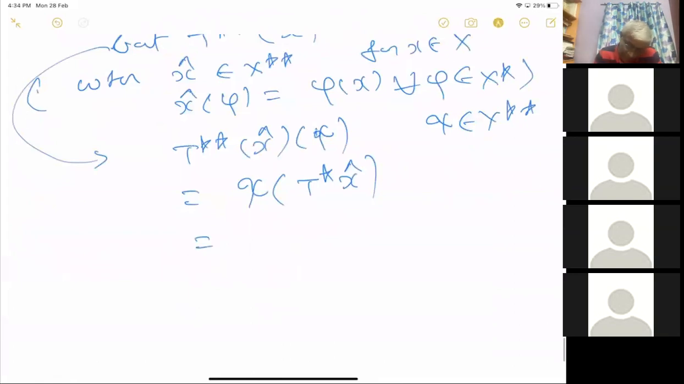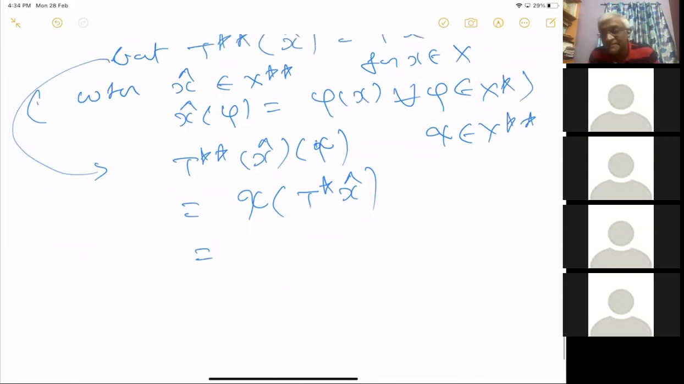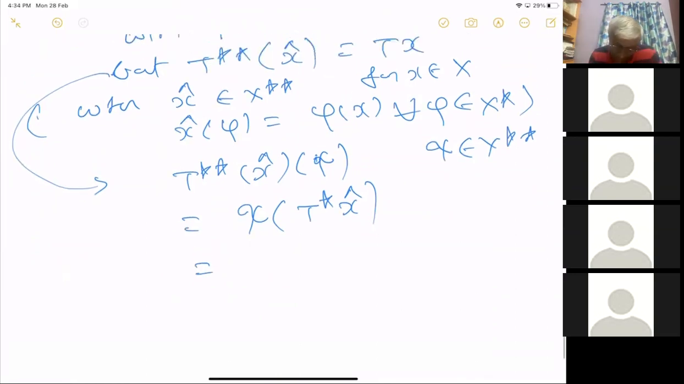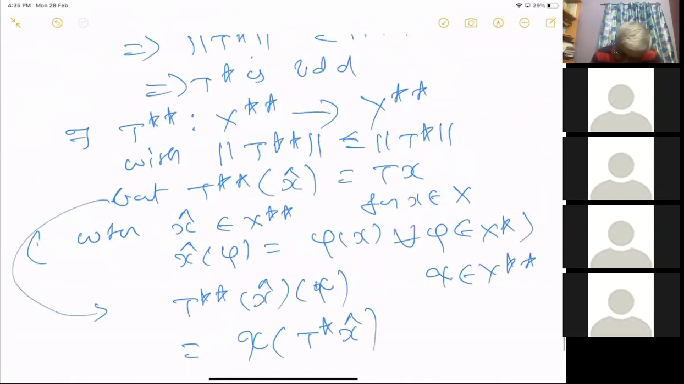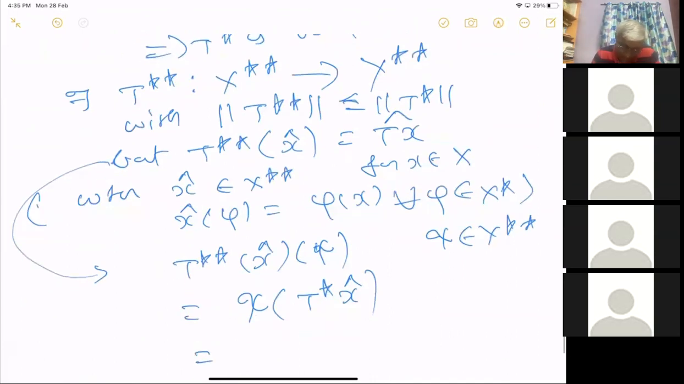And T star of x hat, that's right. Won't it be x hat of T star of phi? No, I'm verifying this thing. T star of x hat equal to Tx, right? Sorry, this has to be a hat. Sorry, yeah, you are right. Is this what you are saying? Is that what your question is? Okay, now it's okay. Yes, this is what I'm saying.